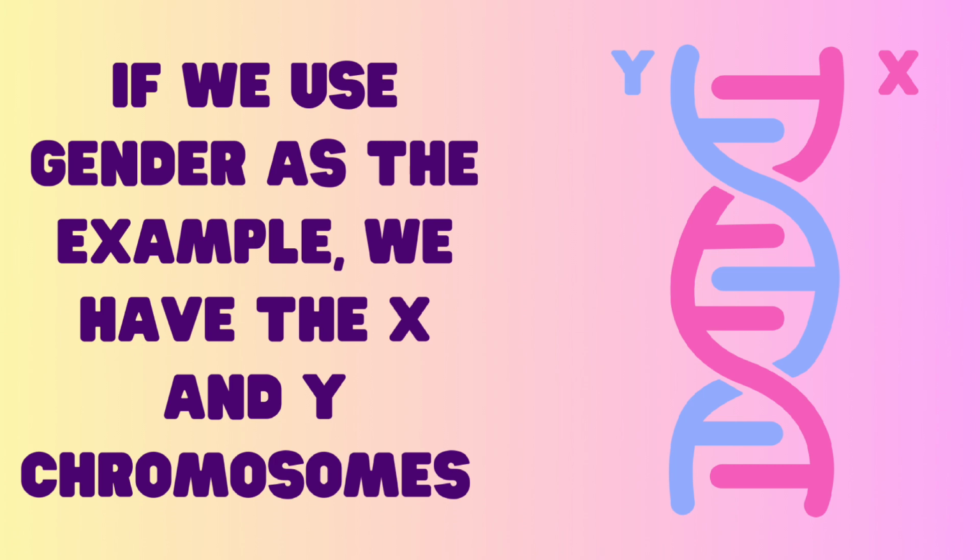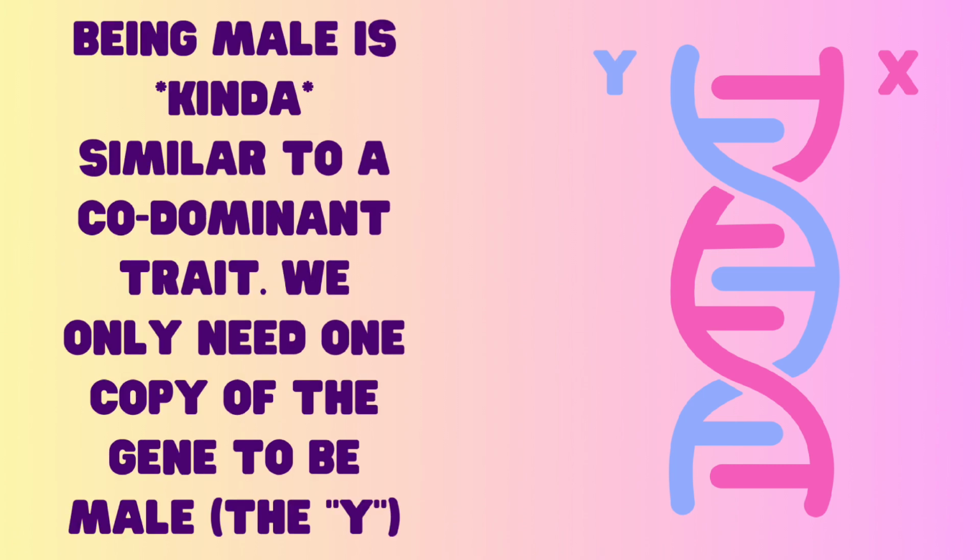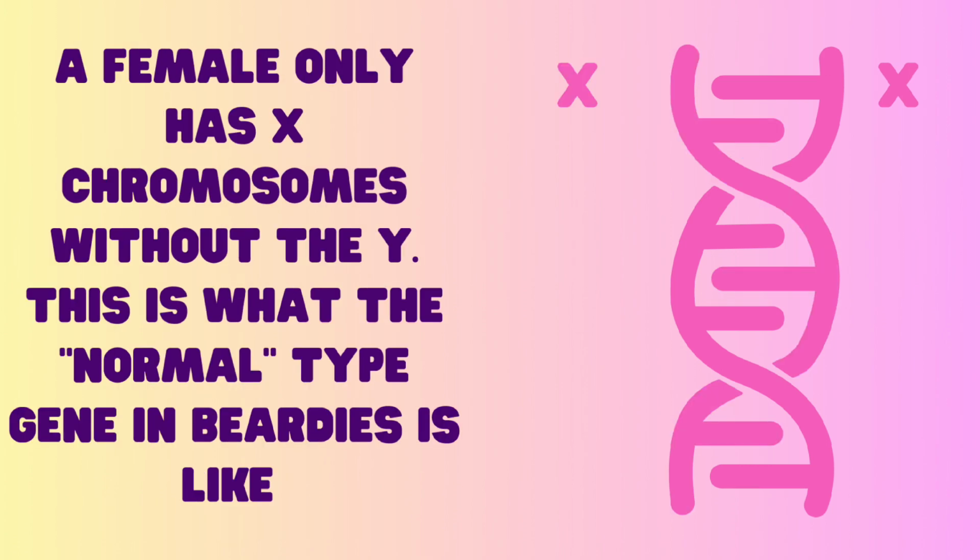So if we use gender as the example, we have the X and Y chromosomes. We're going to really oversimplify this by saying that being male is kind of similar to being a codominant trait. We only need the 1 copy of the gene to be male, which is going to be the Y chromosome. So then in this really oversimplified example, a female only has X chromosomes without the Y, and that's what a normal type gene in bearded dragons is going to look like. So it's just 2 copies of the same gene, and it's the base gene.